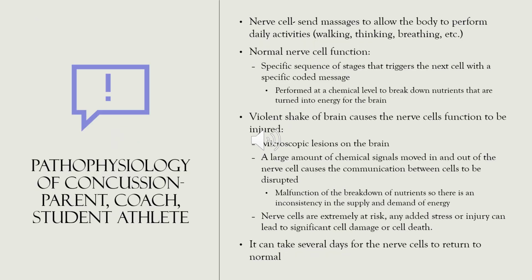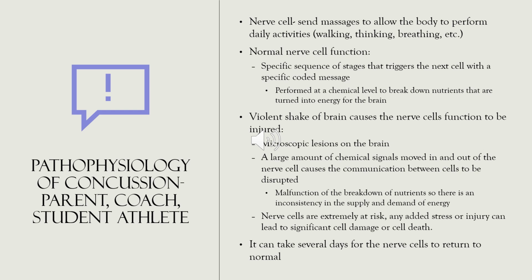Before an athlete gets a concussion or experiences a violent shake of the brain, the nerve cells of the brain function properly. Nerve cells are what send messages to allow our body to perform daily activities such as walking, thinking, breathing, etc. Normal functioning nerve cells contain a specific sequence of stages that triggers the next cell with a specific coded message. This sequence of stages is performed at a chemical level to break down nutrients. The nutrients that are broken down are how the brain gets energy to function properly.